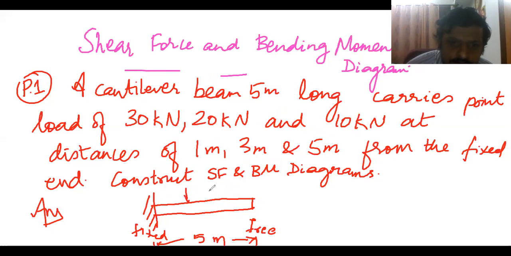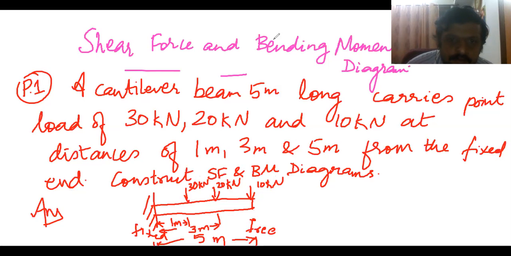So this is 1, 2, and 3. Here this distance is 1 meter, and if it says 3 meters, this particular distance will be 2 meters. So this is 30 kilonewton, and this is 20 kilonewton, and this is 10 kilonewton, and this is 1 meter, and from the fixed end, this is 3 meter, and 5 meter, it is at 10 kilonewton.